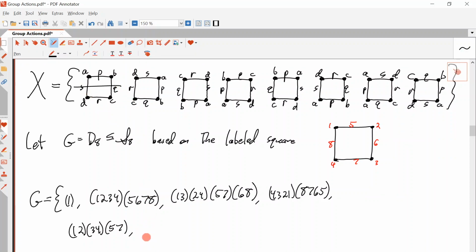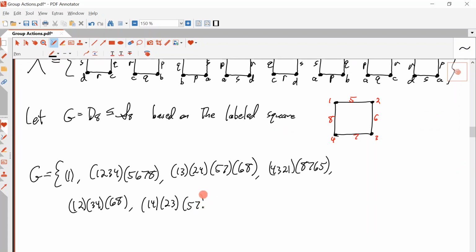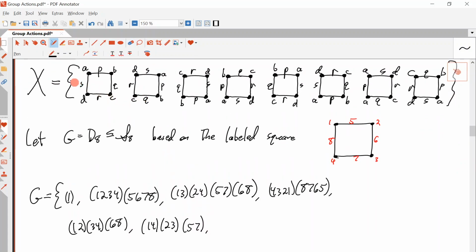Along the horizontal, the reflection. 1 goes to 4, 2 goes to 3, and for edges, 5 goes to 8, or 5 goes to 7. These two, 6 goes to 8, sorry. That was for that guy. Yeah, so 6 goes to 8, 5, 6, 7, 8. So this one, which was reflection along the horizontal, 5 goes to 7.